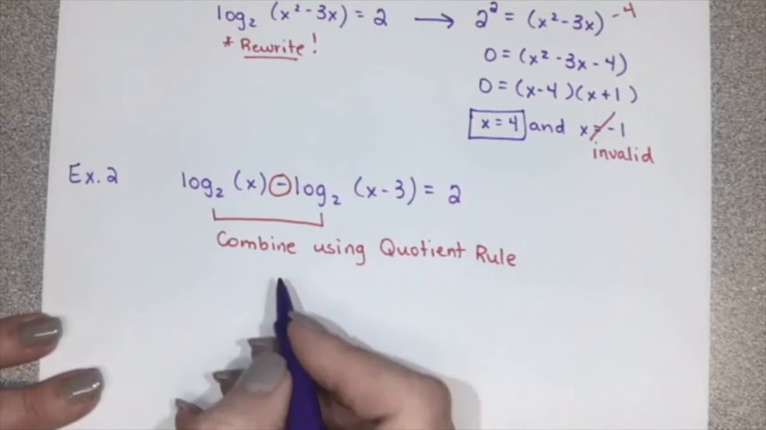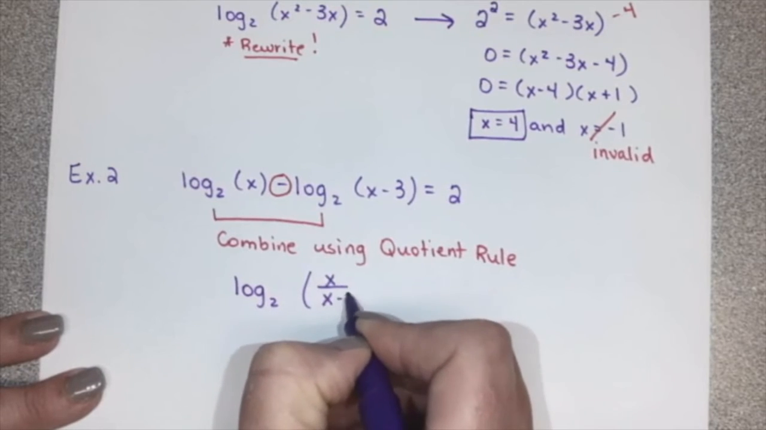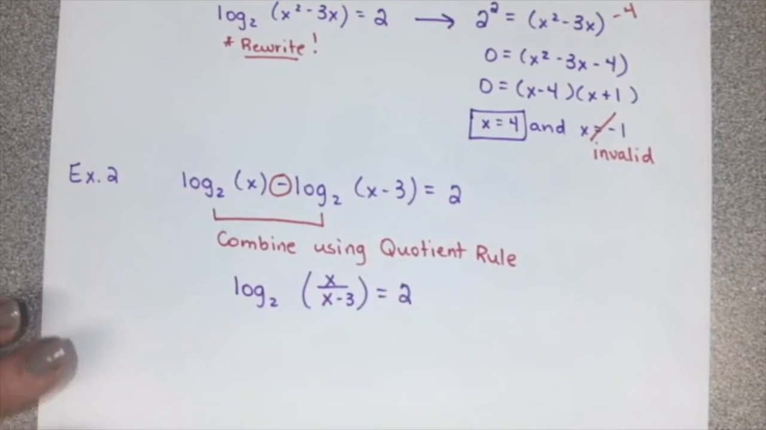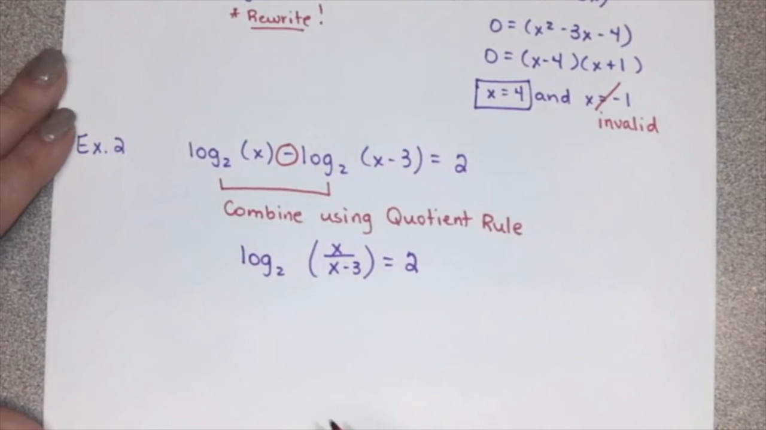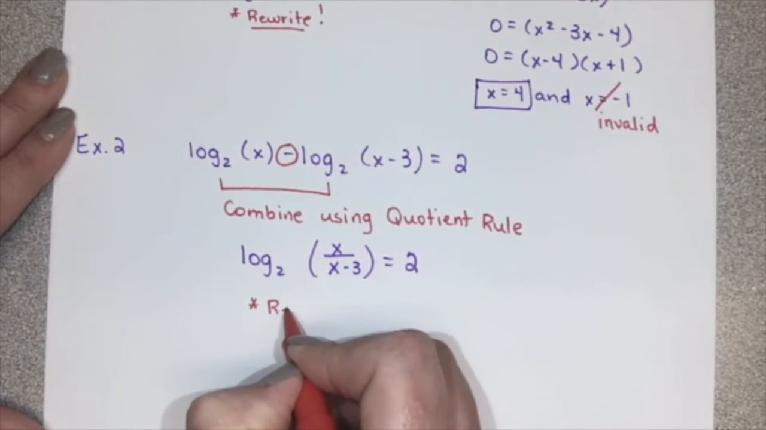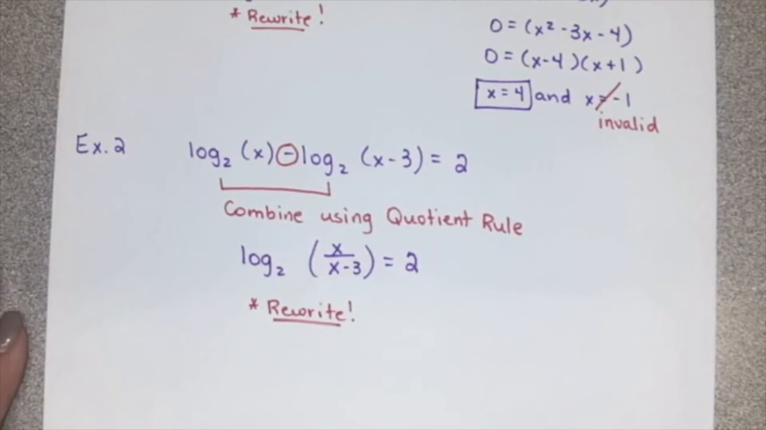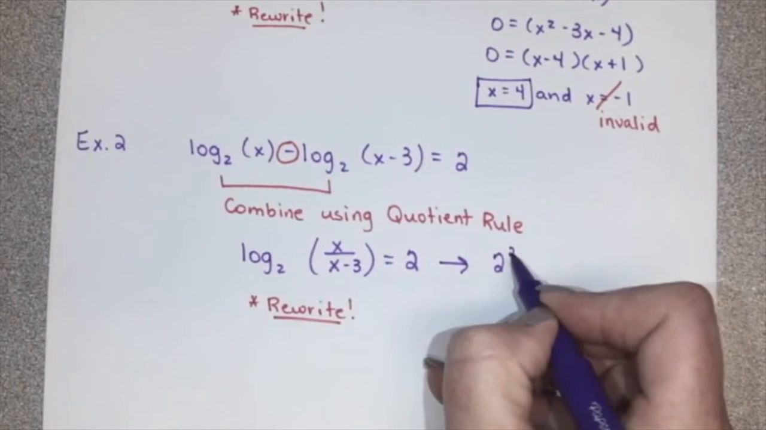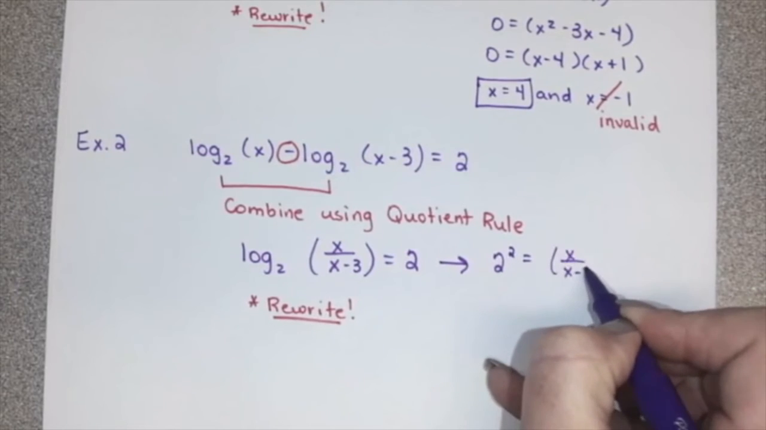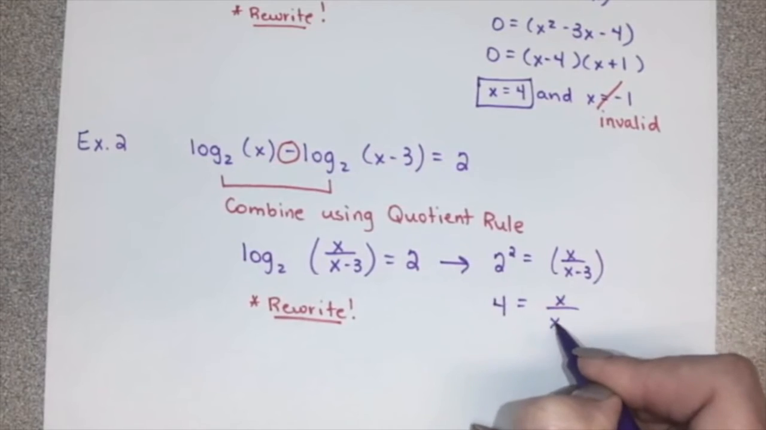So this is going to give me the log base 2 of x divided by x minus 3 equals 2. So don't do anything goofy like try to cancel out the x's. You're not allowed to do that when you're adding and subtracting in a fraction. But you do need to remember the same thing that I just told you back in the example we just did. You've got to remember this step. Okay. So the rewrite step looks like base to this power equals whatever we started with. So essentially I get 4 equals x over x minus 3.